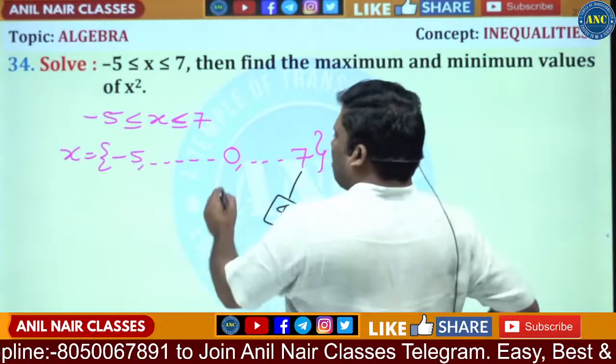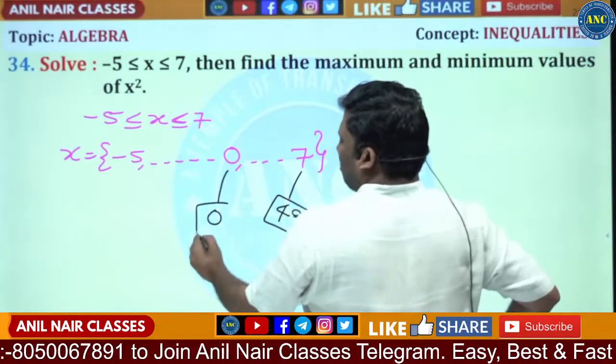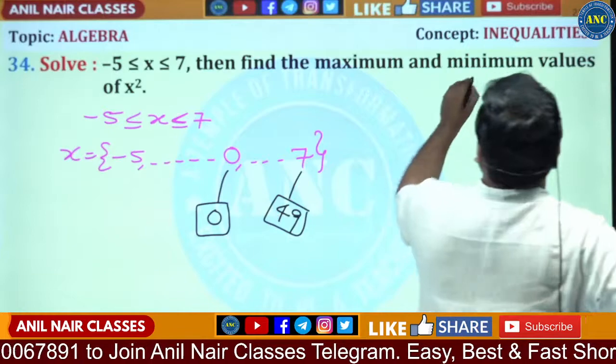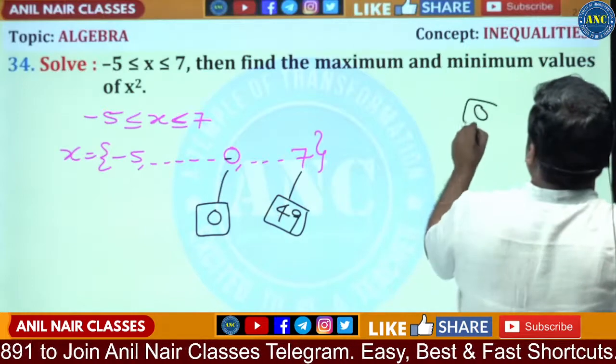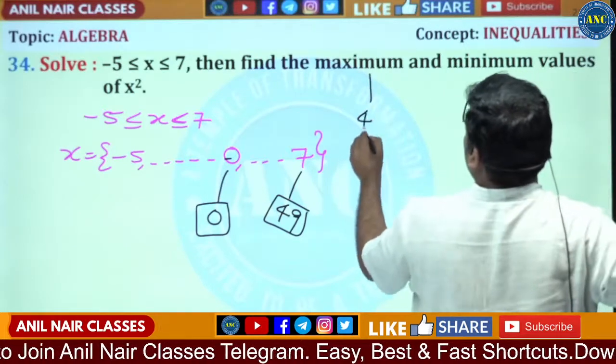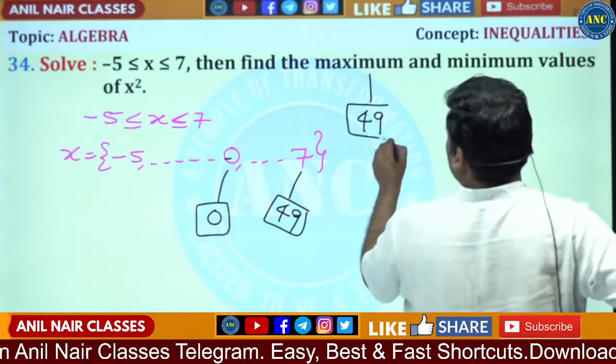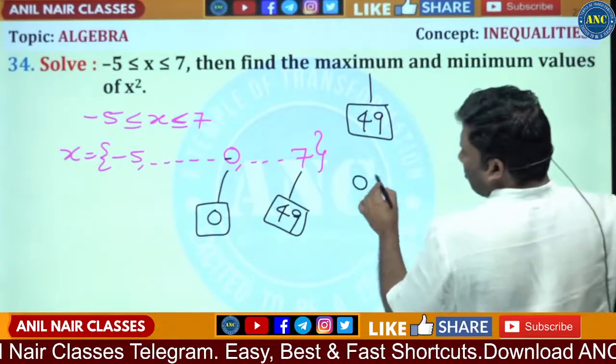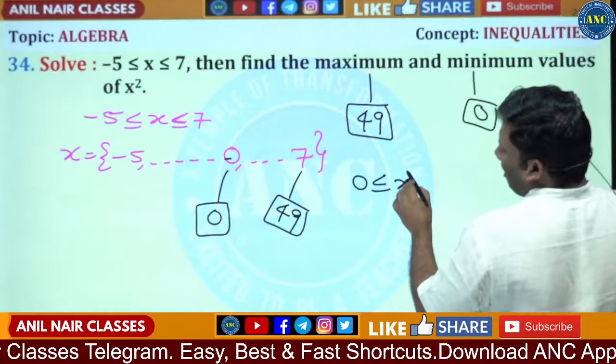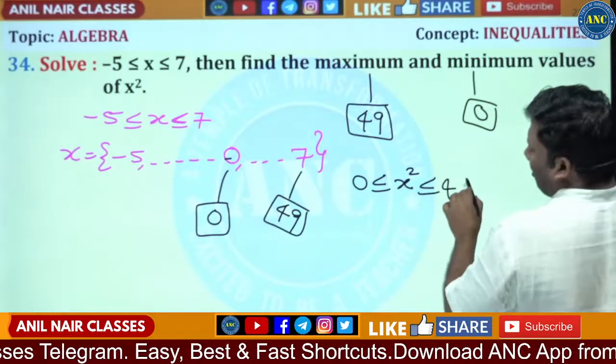Minimum will be 0 square, it will be 0. So the minimum value will be 0 and the maximum value will be 49. So 0 less than or equivalent to x square less than or equivalent to 49.